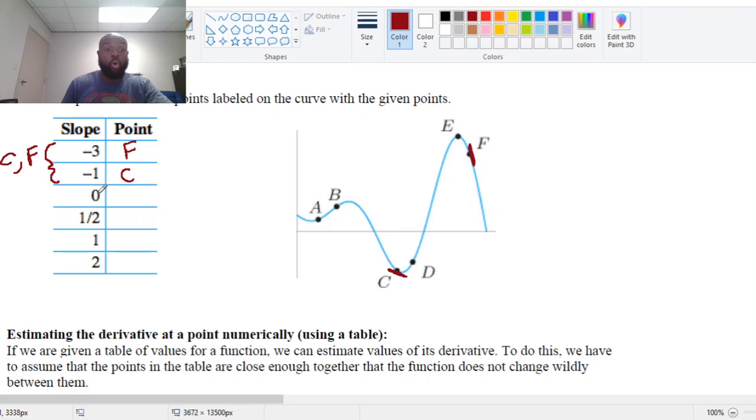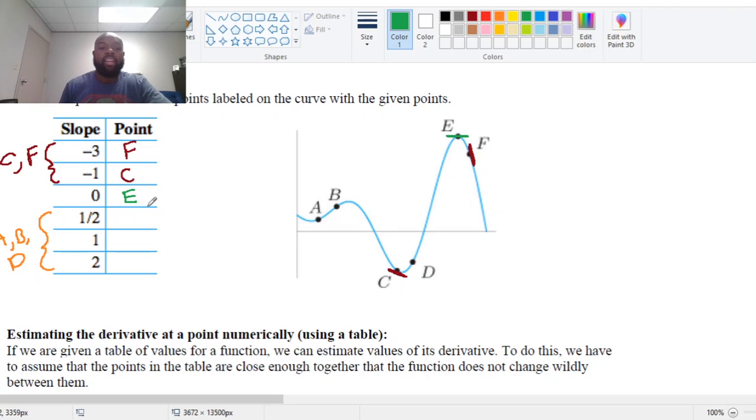Zero is where you have a horizontal tangent line. A, B, and D have positive slopes, so they don't qualify. And at E, your function is neither increasing nor decreasing. It has a horizontal tangent line. So that's the only point where that occurs.